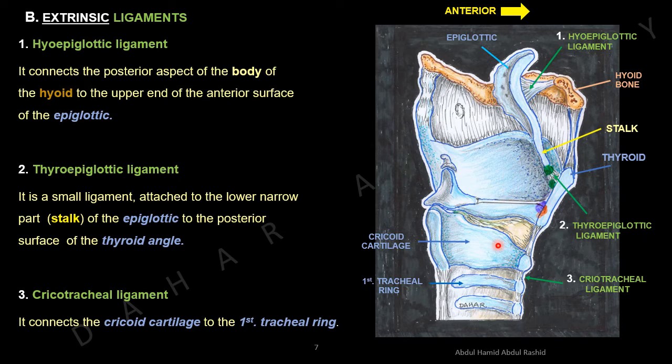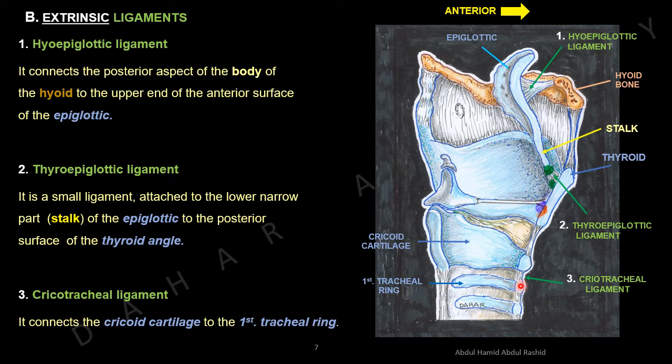The structures are: this is the body of the hyoid bone. This is the anterior surface of the epiglottis. The lower part of the epiglottis is narrow, called the stalk of the epiglottis. This is thyroid cartilage. This is the posterior surface of the thyroid cartilage, which is the thyroid angle. Next, this is cricoid cartilage.